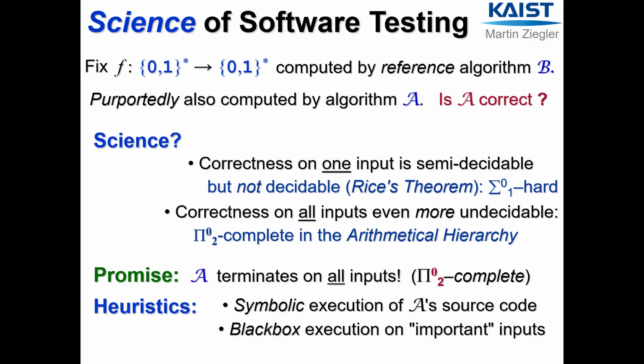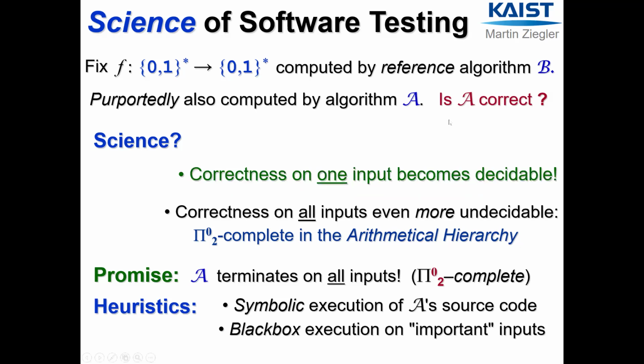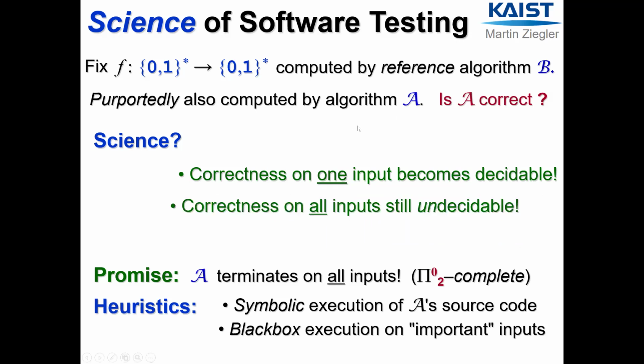Let's throw in a promise. Let's promise that the algorithm A terminates on all inputs. So this is the pi 0, 1 property that we know we cannot test. So we just suppose that this is given, granted. What can we then test? Okay. Then correctness on one input becomes decidable. So simulate the algorithm, and we know that it is going to terminate. Correctness on all inputs will still be undecidable. It's now pi 0, 1. Okay, so it's co-RE.